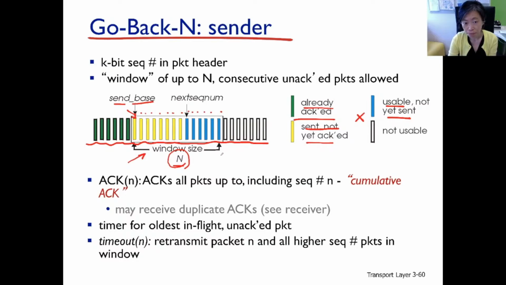Now, to indicate the beginning of the usable packet sequence numbers, we use yet another variable, the next sequence number. So send base, or sometimes I just call it the base, is the base of the sending window. Next sequence number is the next available sequence number that we can use to generate a data packet within the window N. And the last one: these blank ones are simply outside of the window limit, so not usable.